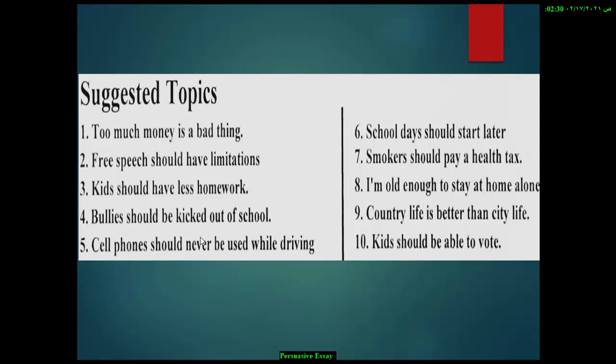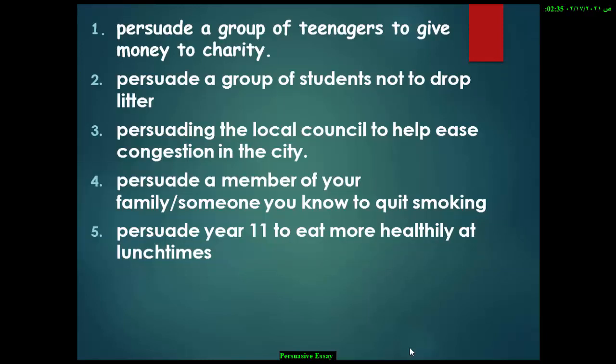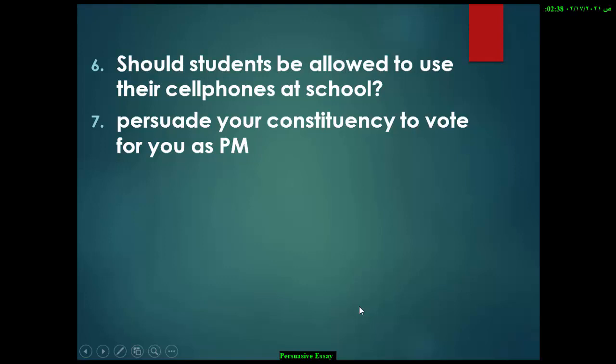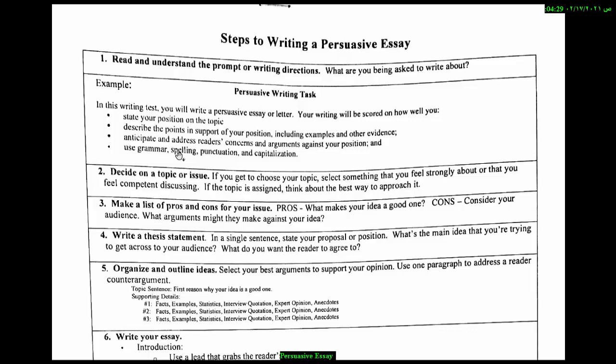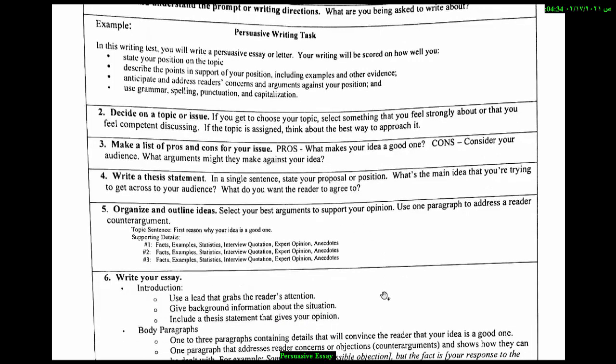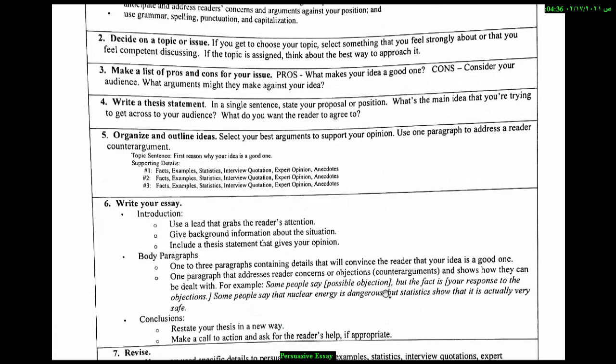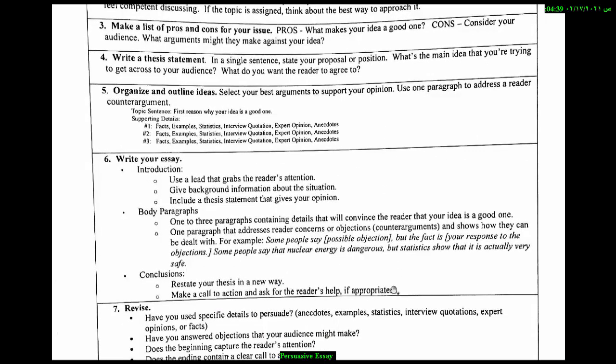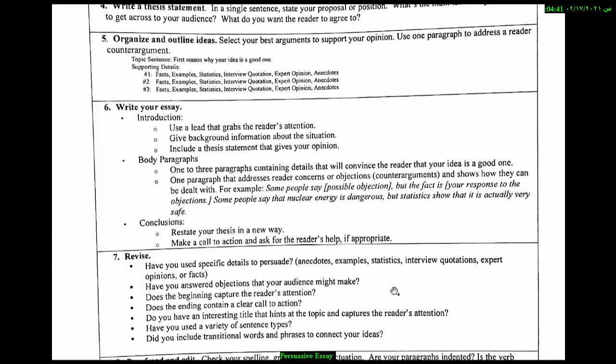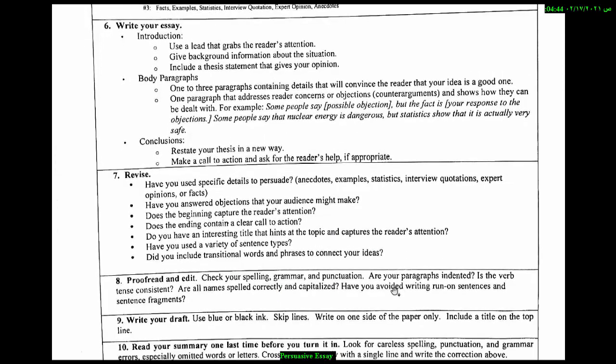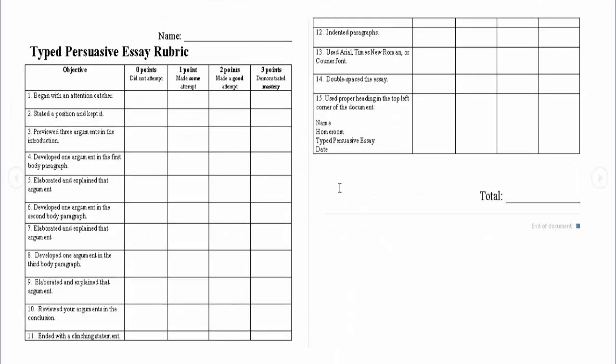These are also other topics to write about. Feel free to choose any of them and write about it as a sort of practice. Here is a summary of what we've discussed in the video. Have a look, stop the video, read on your own, and see whether you have any questions or not. And if you're planning to present your essay in a typed version on Savas, please have a look at these rubrics because they are adapted to suit online submission of persuasive essays.